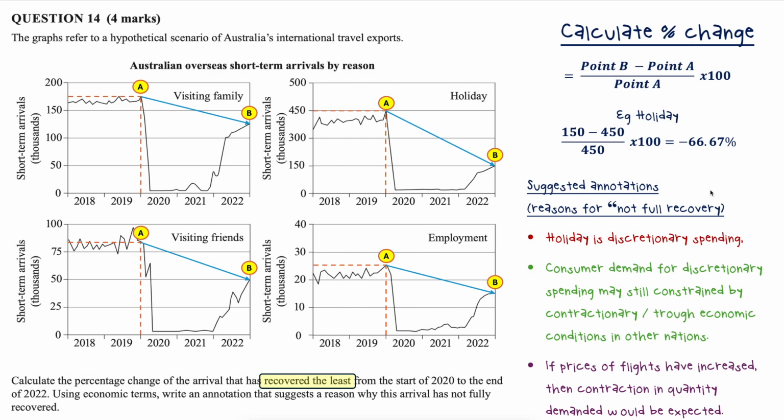And then you had to give an annotation or a reason for not having a full recovery. Some ideas for you: holidays, discretionary spending. Consumer demand may be constrained through contractionary or trough economic conditions in other nations. And I tried to put a supply side argument in as well. If prices of flights have increased, then a contraction in quantity demanded would be expected.